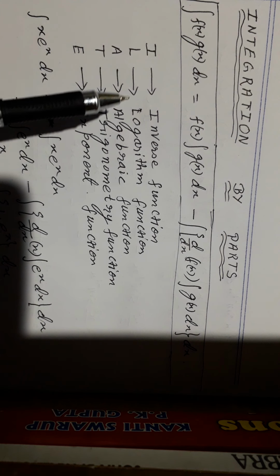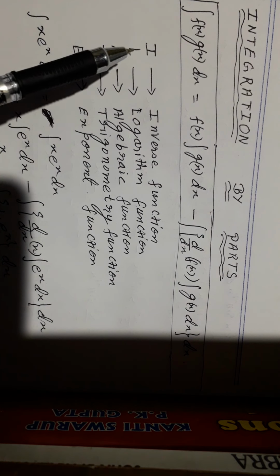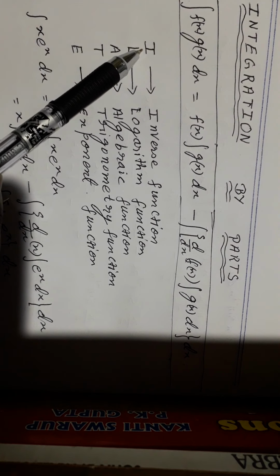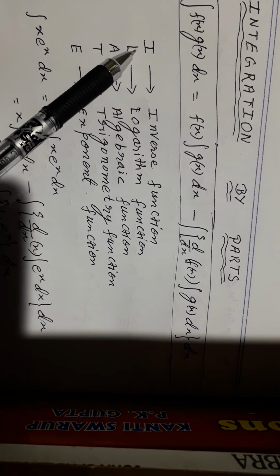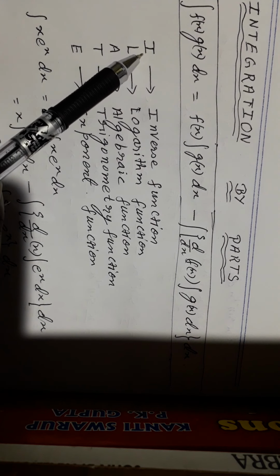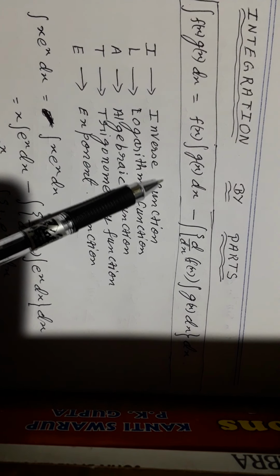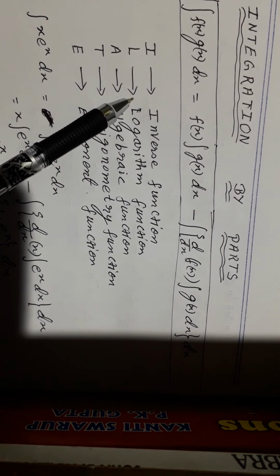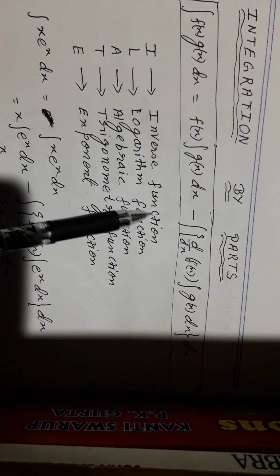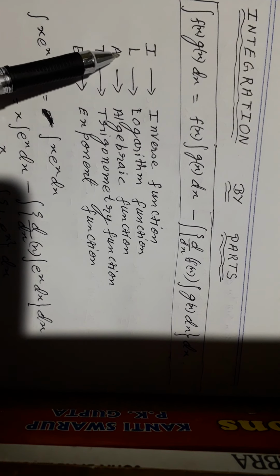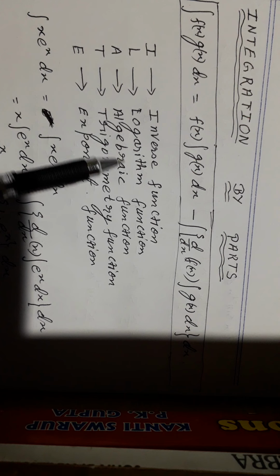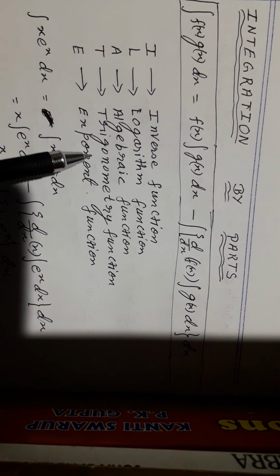How to choose the first function and the second function can be done using this method. Here I stands for inverse function. Inverse functions are sine inverse, tan inverse, cos inverse, sec inverse, and so on. L is the logarithm function, like log 2x, log 3x, or log sine x. A is the algebraic function, like x square, x cube, or (x plus 5) whole square.